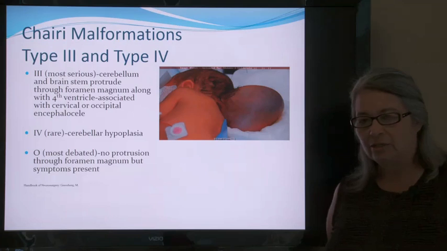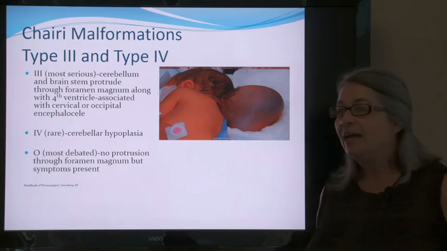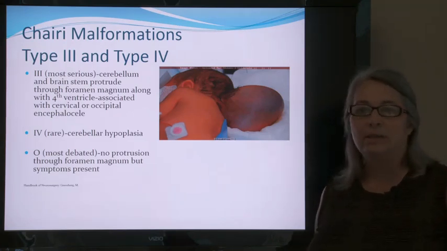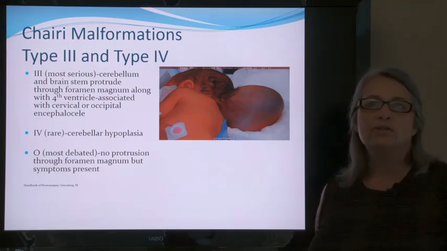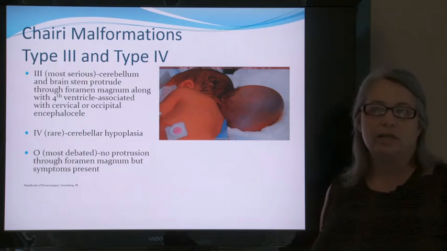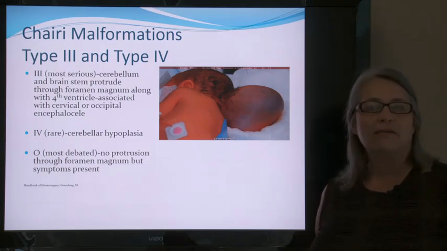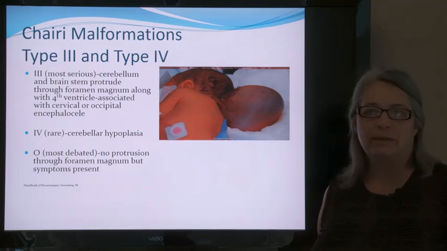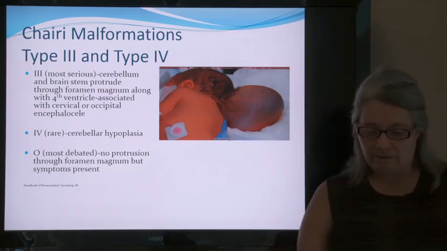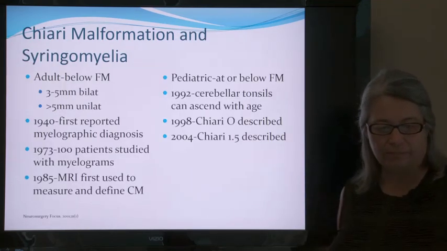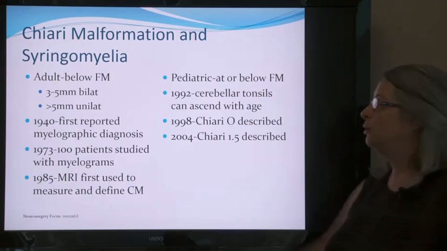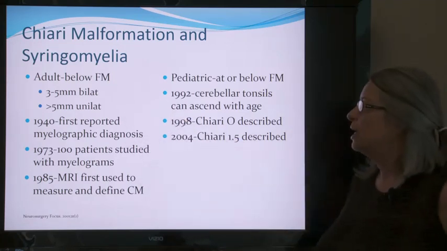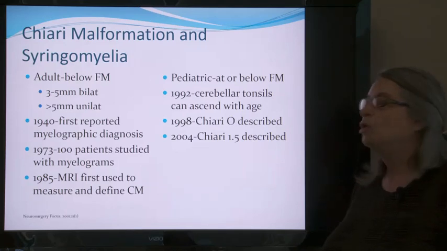And recently also has been discussed type 0, where the patient has all the symptoms of a Chiari malformation, but there is no cerebellar tonsillar herniation. However, they may have issues along their spinal cord with the syrinx, and they may progress down the same path for treatment as the other Chiari malformations. So Chiaris are found below the foramen magnum in adults, greater than 5 millimeters unilaterally.